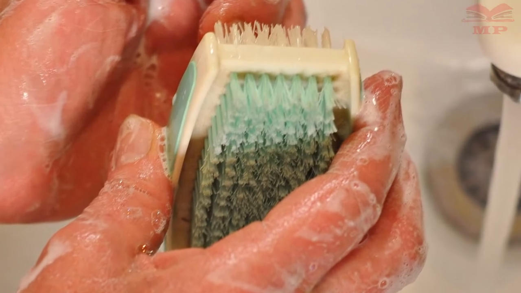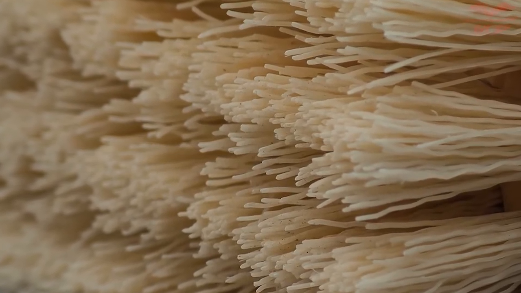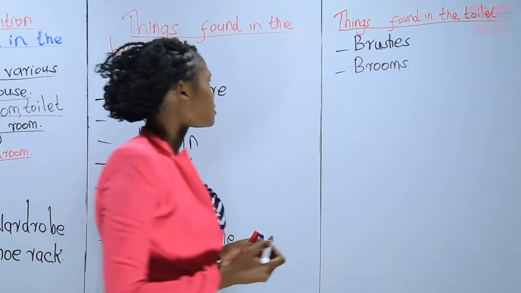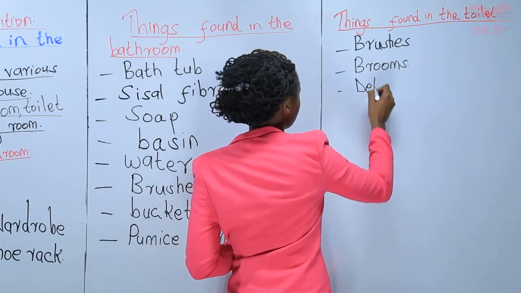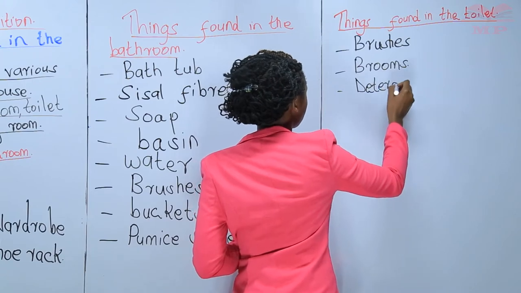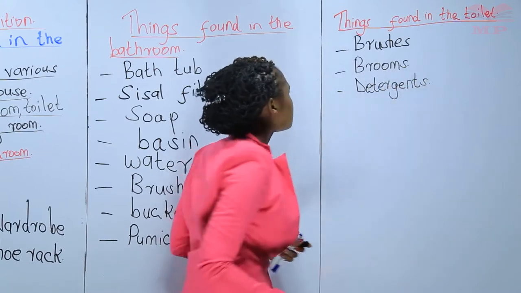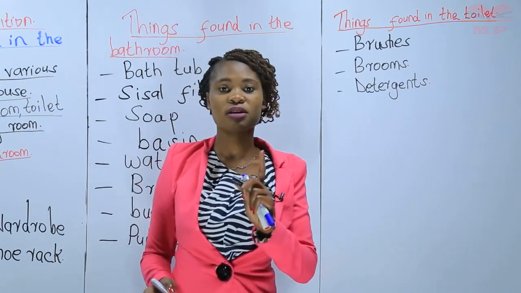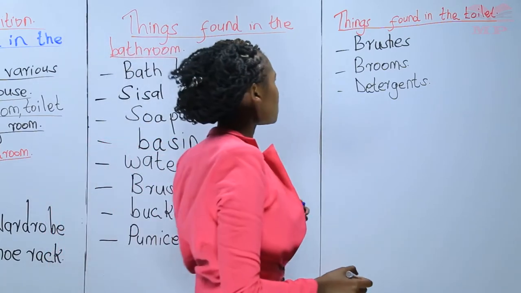We also have brooms to scrub the floor of the toilet. We have detergents. Now, detergents are soaps that we use to clean the toilet. For example, we have the Harpic, Jik, all of them can be used to wash a toilet.